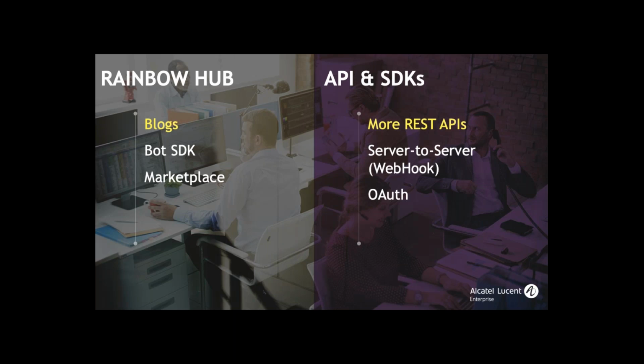On the other side, regarding our API and SDK, our goal is to have more and more REST APIs, not only for the admin part, but for the end user, to allow you to build applications in your specific languages. And parallel to that, we will introduce more robust authentication methods like OAuth and server-to-server capabilities based on Webhook. So the next year will be very exciting for us and for you, as more and more things will be possible with Rainbow.